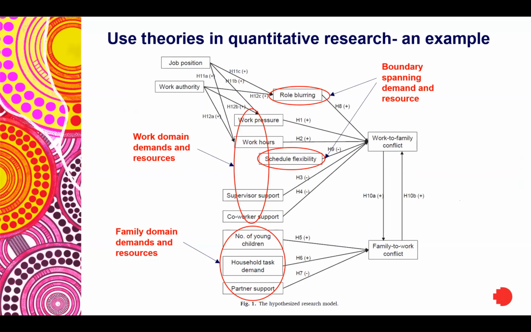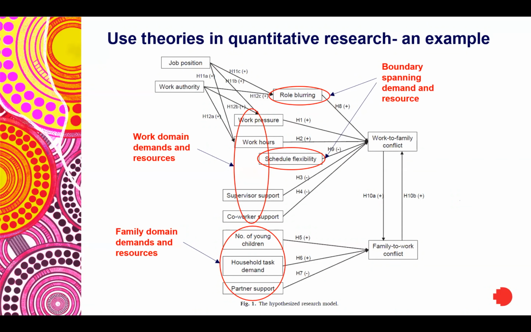So by integrating these two theories, we proposed a research model to be tested, which proposed two main social domains. One is the work domain, the other one is the family domain. Within these domains, construction professionals have different roles to play. And in this model, we also identified work domain demands and resources, family domain demands and resources, and boundary spanning demands and resources. We specified their interrelationships and explained how they impact work-family conflict.